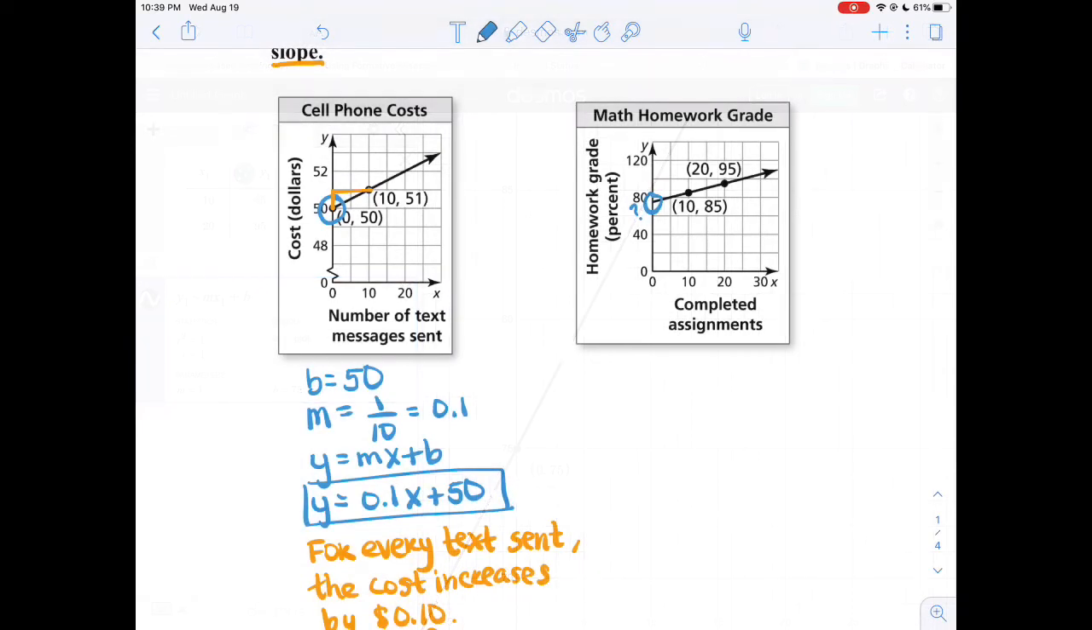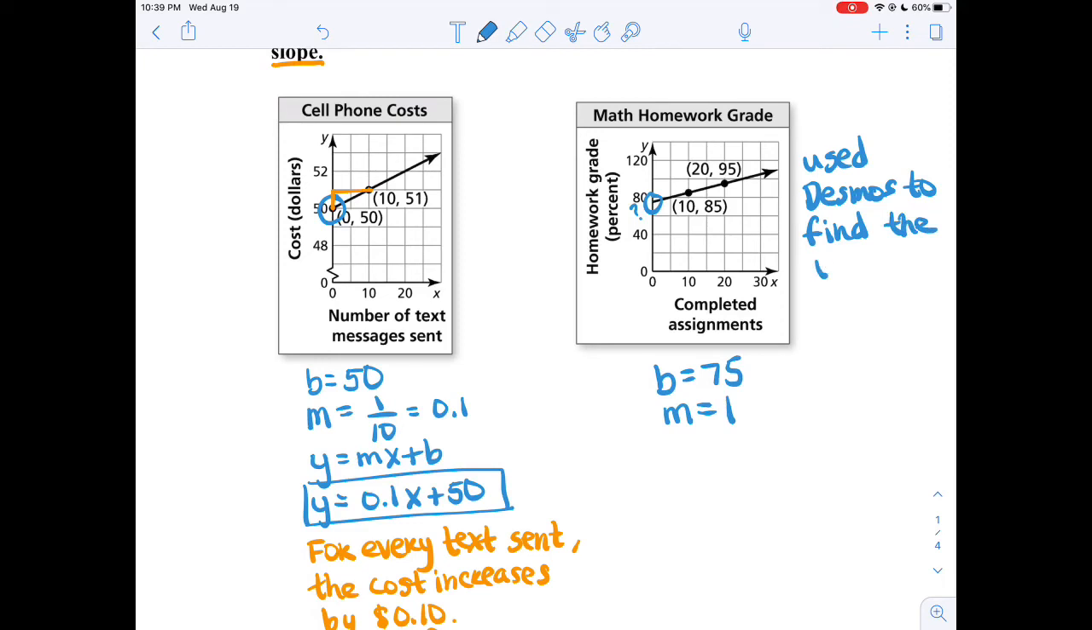Let's go back to our notes. Based on the information from Desmos, we found out that our y-intercept was at 75 and our slope was equal to 1. So you may want to make yourself a note that we used Desmos to find the values of b and m. All right, and now we can use slope-intercept form with y is equal to mx plus b again. And plugging in, we'll see y is equal to 1 times x plus 75.